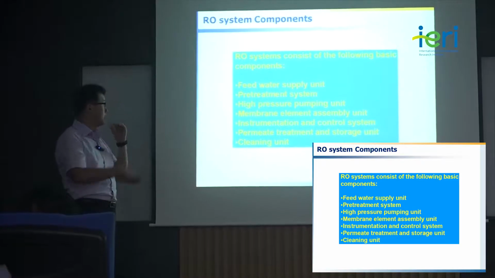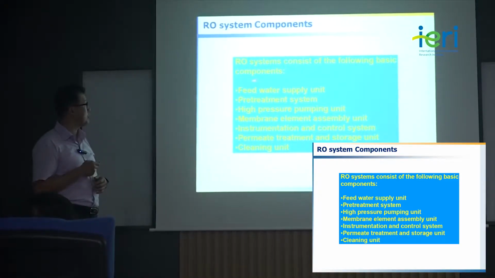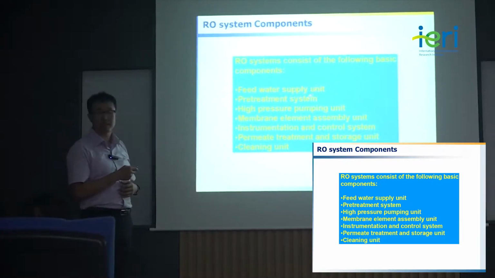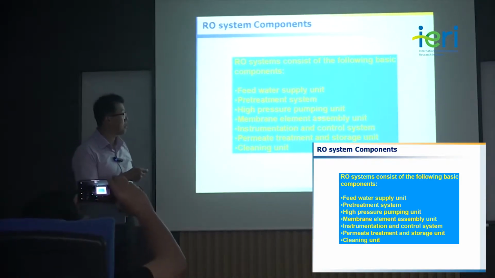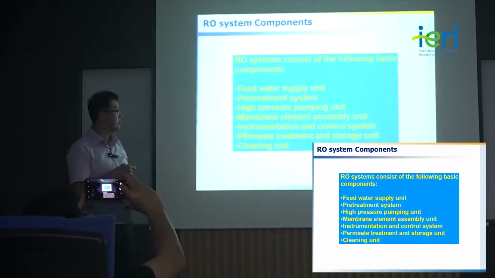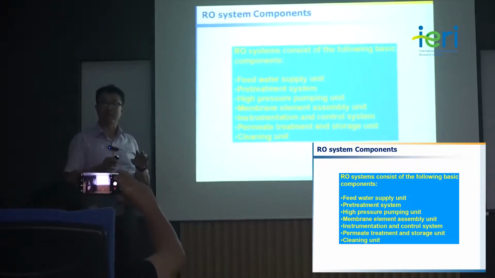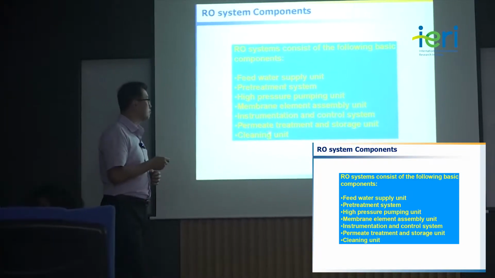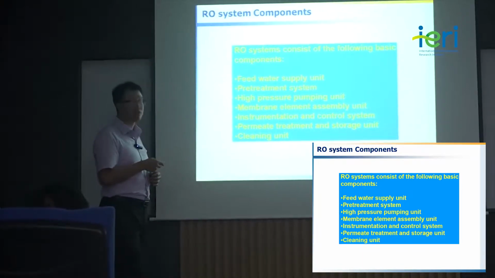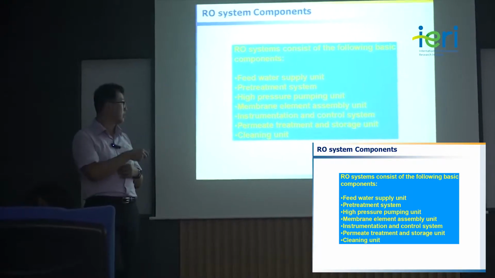So in summary, we can say the RO system consists of the following basic components: feed water supply unit, intake, pre-treatment system, pumping unit, membrane, and instrumentation and control system, for measuring water quality and flow rate, pressure, etc. And the permeate treatment and storage unit, which is called post-treatment, as I said before, and the cleaning unit.